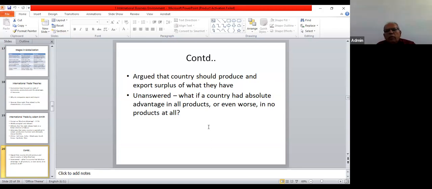And vice versa, in the worse condition, in no products at all, when there is no product, then what will happen? Whatever products you have, you will sell within your country, and your people will enjoy that benefit. If you do not have surplus product, do you think the country will receive foreign currency? They can satisfy the requirement of their own people. This way we can justify this statement.